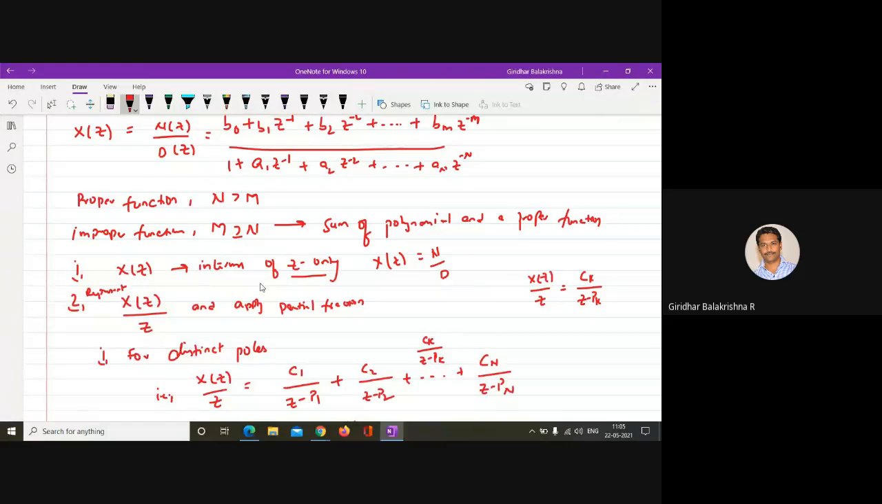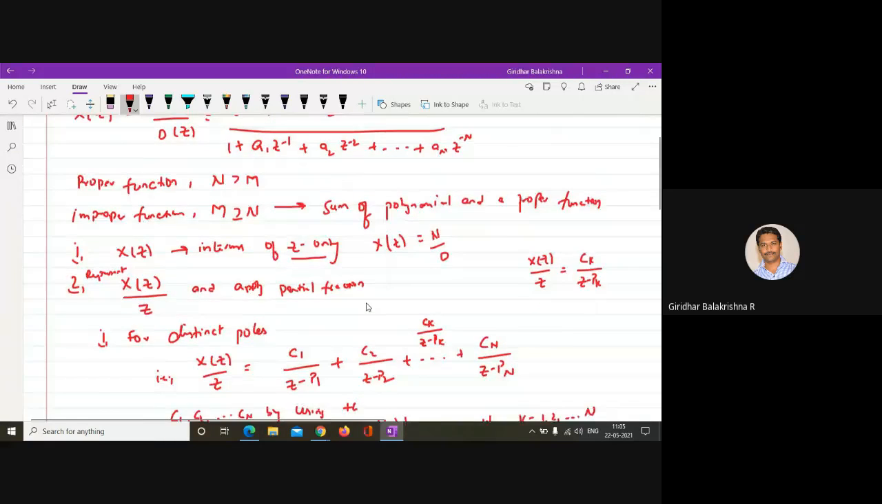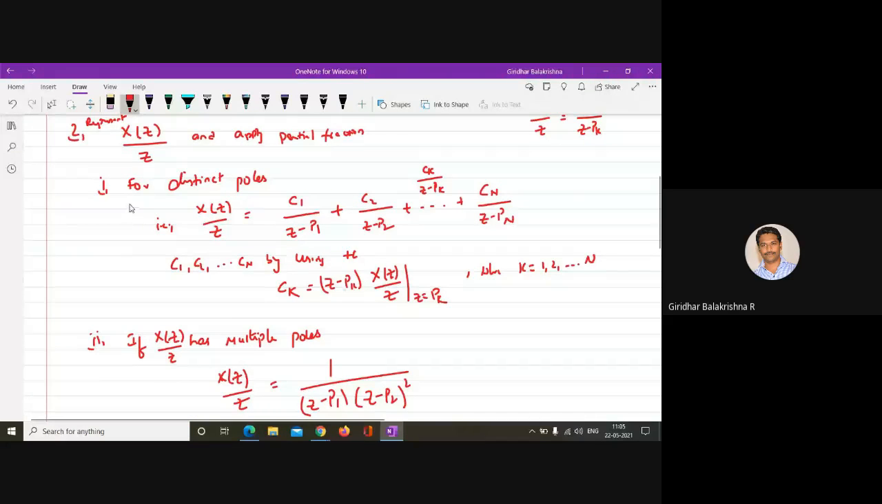That means divide both sides by z, on the left hand side and right hand side of this expression. And for X of z by z, you need to apply partial fractions. While applying partial fractions, three different cases may arise. First case, the poles are distinct. That means all the poles are different from each other.